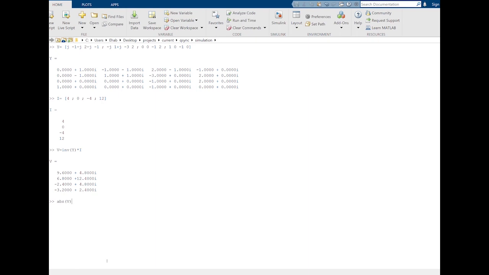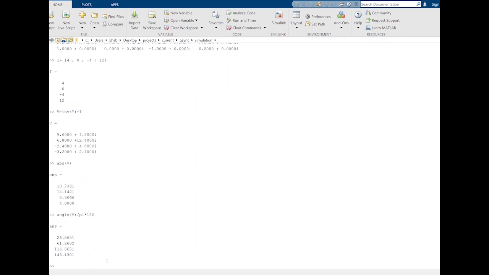We find its magnitude, absolute. Its magnitude is 4 volts, and then its phase, which is angle V, gives me the angle in radians. We divide it by pi, multiplied by 180 to get it in degrees. I get 143.13 degrees. So let me write that down and go back to my blackboard.